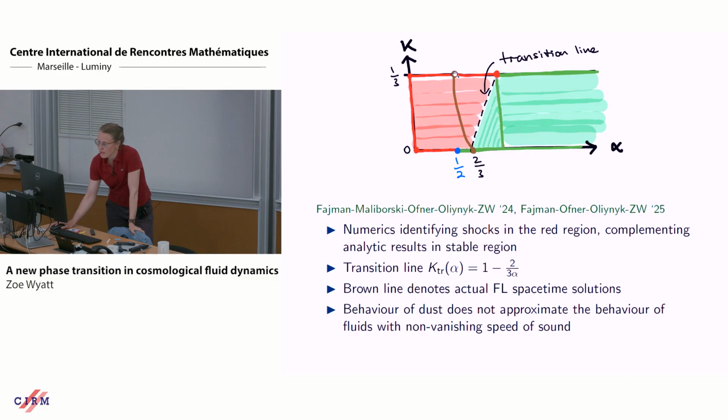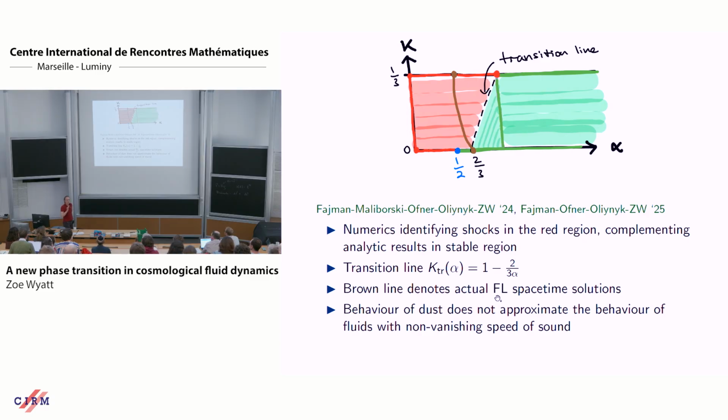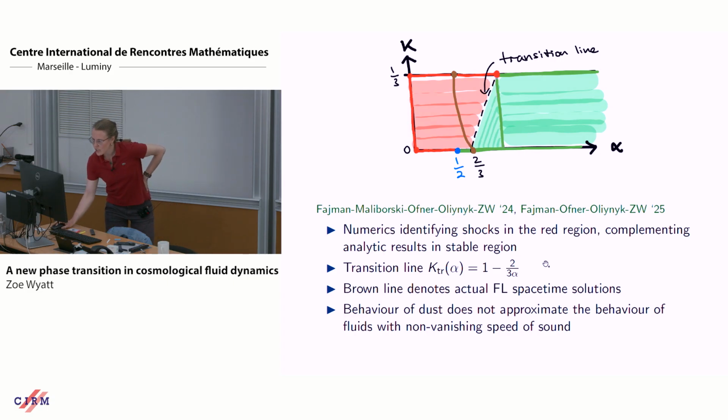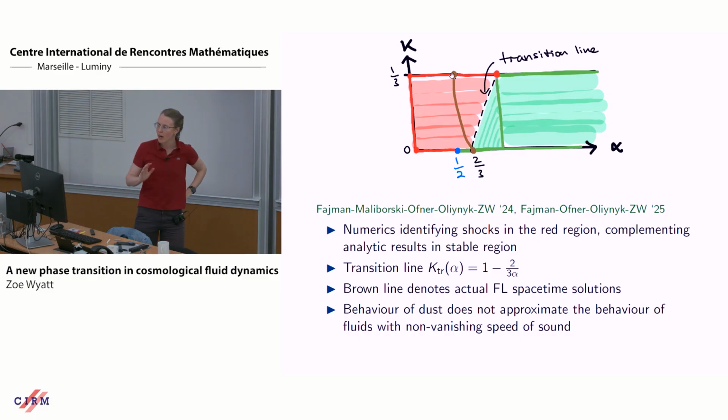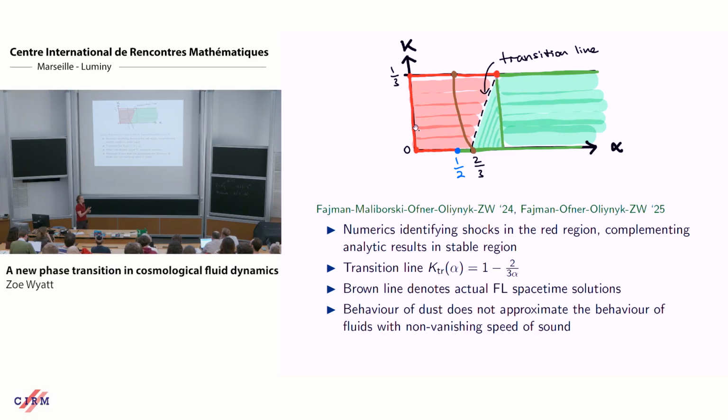The other thing to note on this line, I've drawn in brown here. The brown line here denotes the actual solutions to the Einstein-Euler equations, the Friedmann-Lemaitre solutions. These are the ones that are used in the main models in cosmology. And you'll note that they all lie along this unstable region. That is not so surprising, but what's quite important is that, as we'll see when I get to the equations, we are seeing shocks coming from Burgers-like terms.